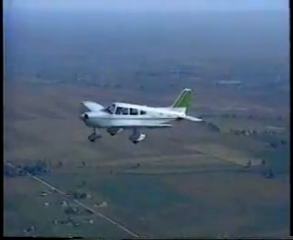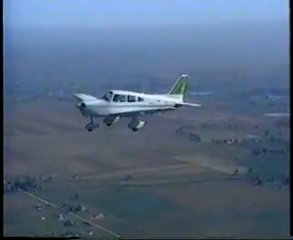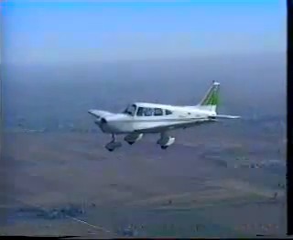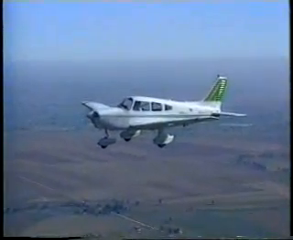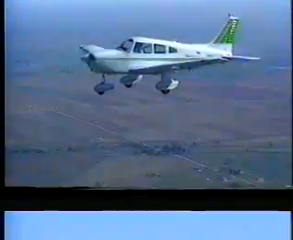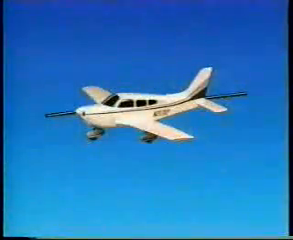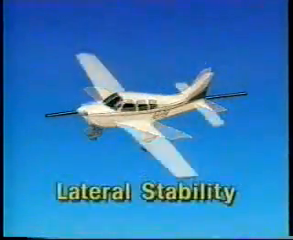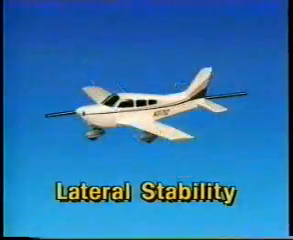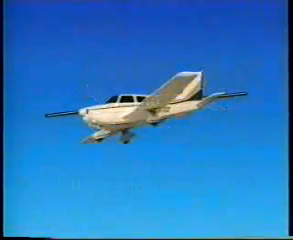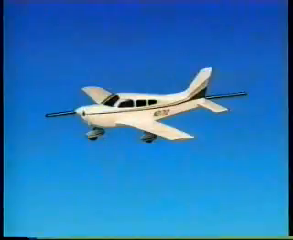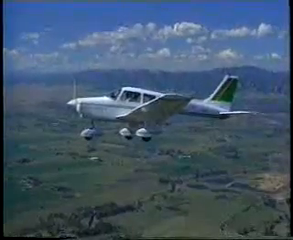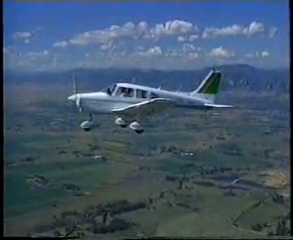General aviation airplanes are designed to have both positive static and positive dynamic stability. To understand how this is accomplished, we must look at stability in relation to the three axes of flight. First, we will look at stability about the longitudinal axis. This is called lateral stability. Positive lateral stability is the tendency of an airplane to roll back toward a wings level attitude following displacement by a gust of wind or inadvertent control movement.